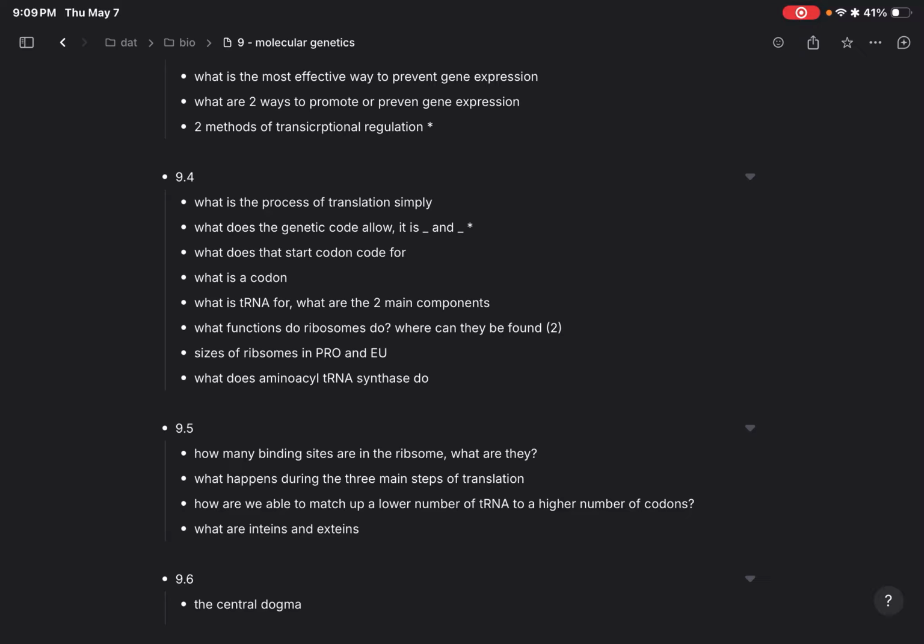Size of ribosomes in prokaryotes and eukaryotes. Eukaryotes are 60-40, combined to 80S. And then prokaryotes are 50-30, they combine to 70S. So, what does aminoacyl tRNA synthetase do?